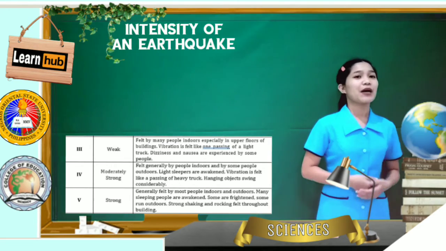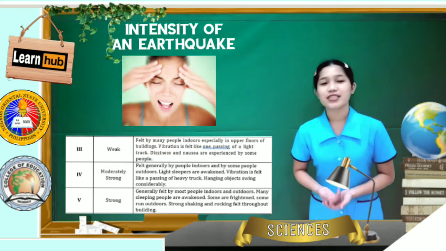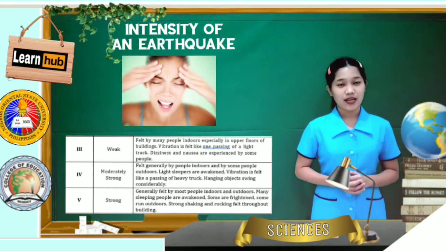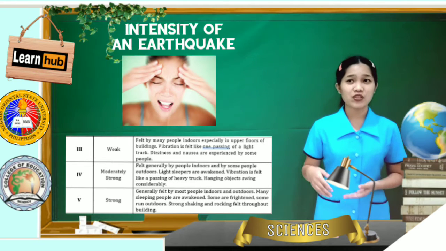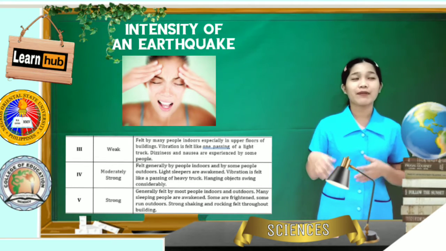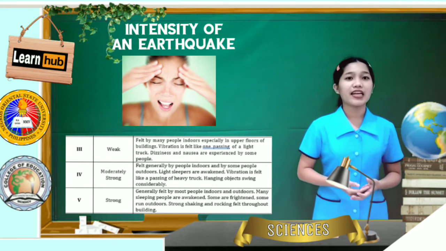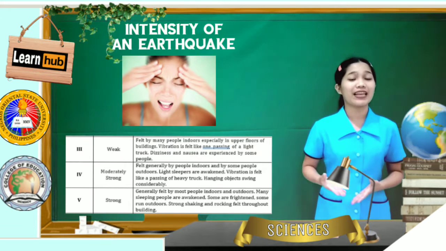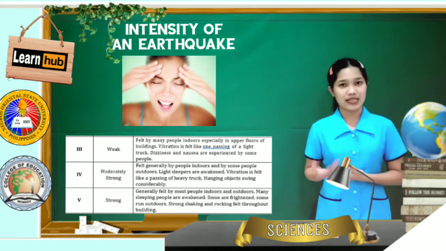Intensity scale number 3, please read Earl. Thank you, Earl. So in intensity scale number 3, the shaking is weak, and it is felt by some people indoors, especially in the upper parts of the buildings, and its vibration is felt like the passing of a light truck, and some people may experience dizziness and nausea.